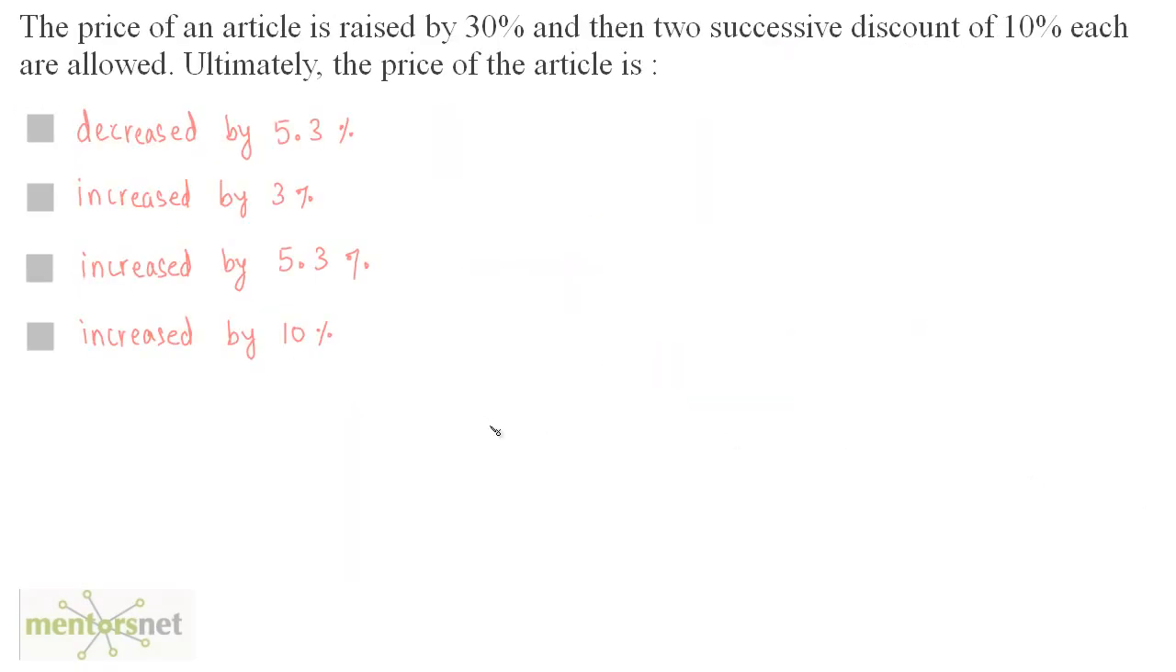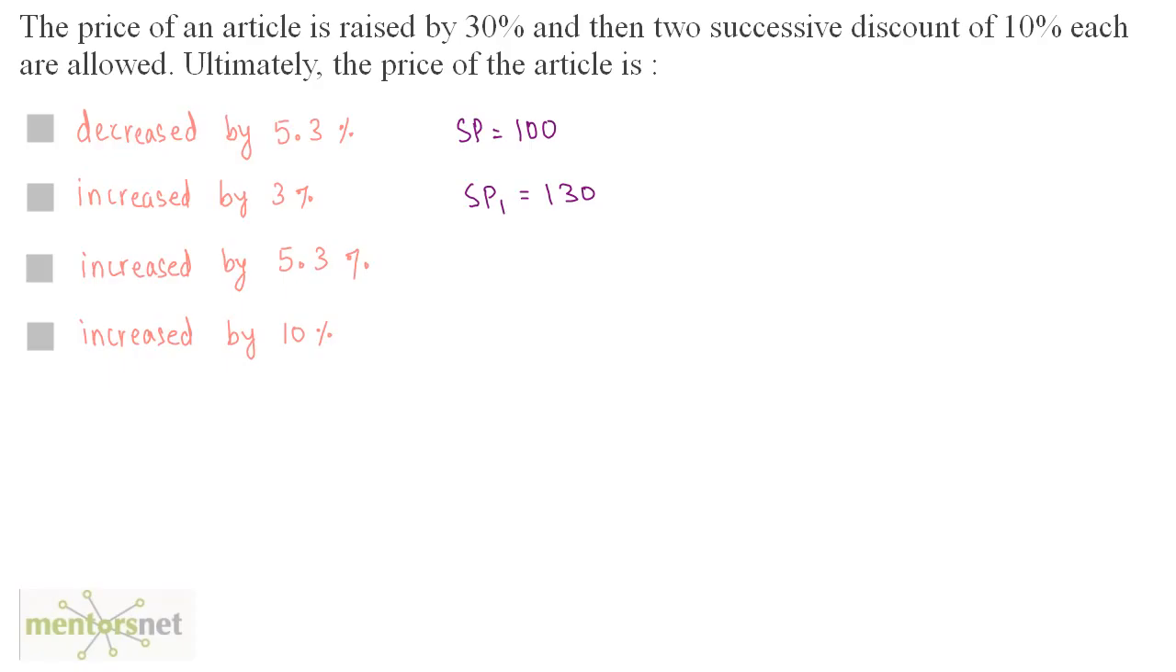The price of an article is raised by 30% and then two successive discounts of 10% each are allowed. Ultimately the price of the article is... well, let us assume that the price or the selling price of this article is 100 rupees. Now this selling price is raised by 30%. So the new selling price, let's say SP1, is a 30% increase on the old selling price, which is 100. So 100 plus 30% of 100 is 100 plus 30, and that is 130.